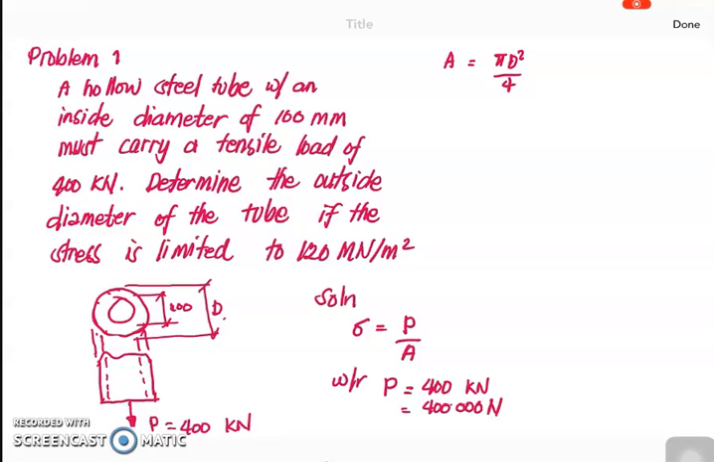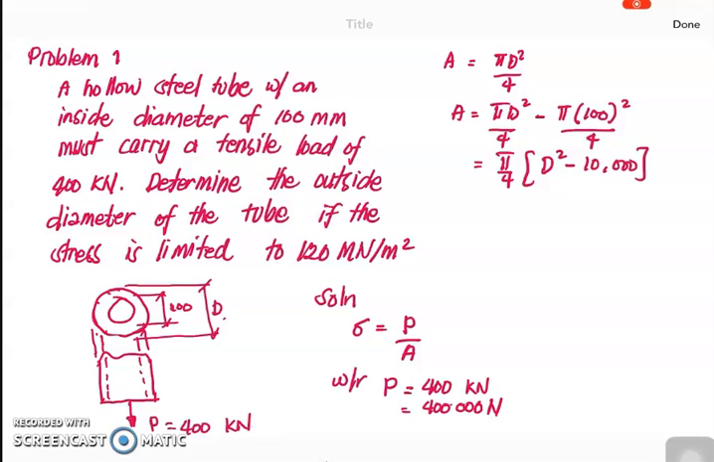Since we have an inside and outside diameter, we are required to compute for the outside diameter. So our area would be equivalent to pi over 4 times the outside diameter squared, minus the inside diameter squared, which is 100 squared, all over 4. So if we try to have this equation, we can have pi over 4 quantity d squared minus 10,000. We are required to compute for our outside diameter denoted by d.